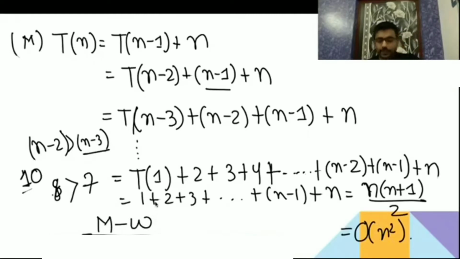If you're done with the writing, then please let me know. I will go to the next option. Now see, T of n, n option. Okay, the second one, it's saying T of n is equal to T of n by 2 plus n.